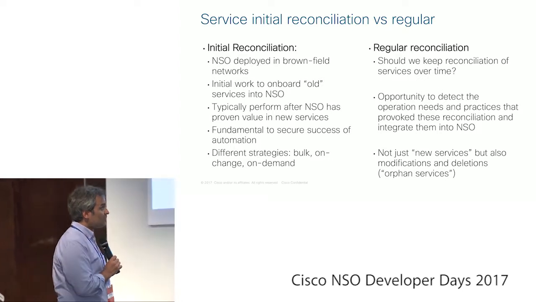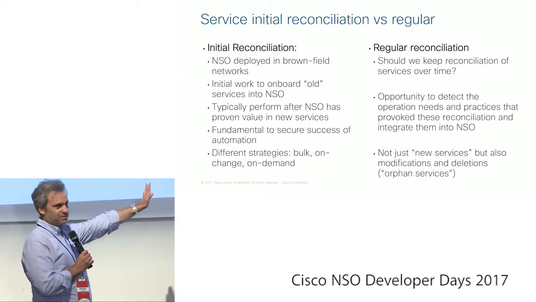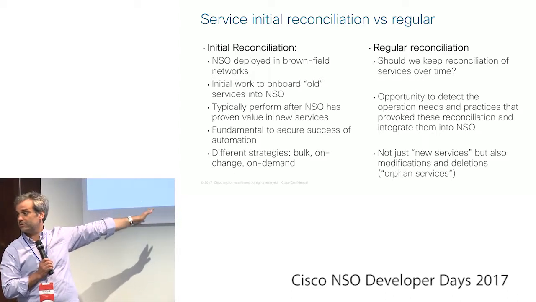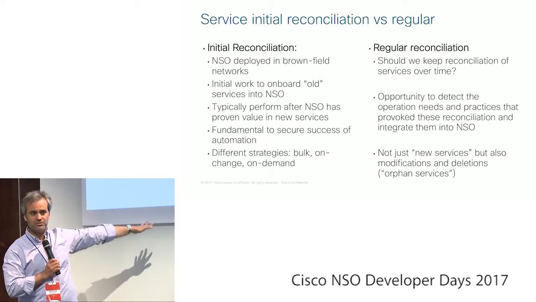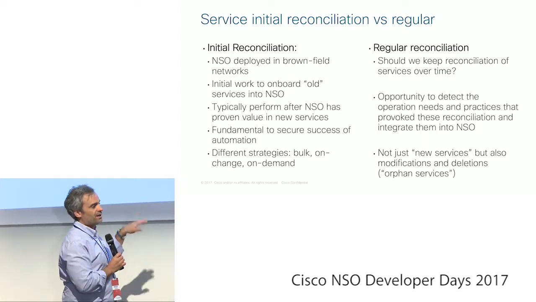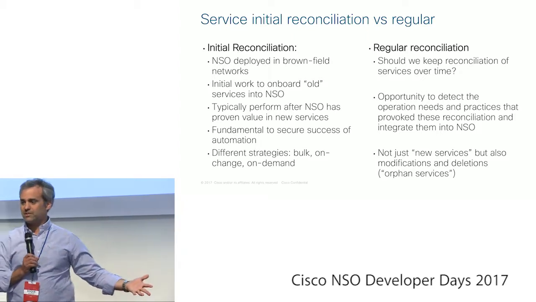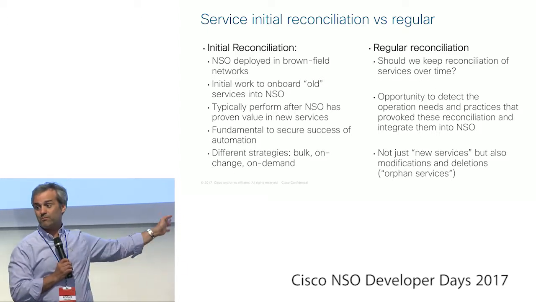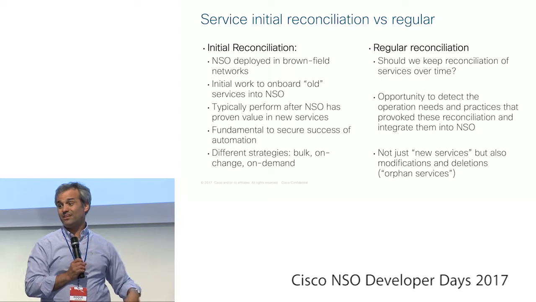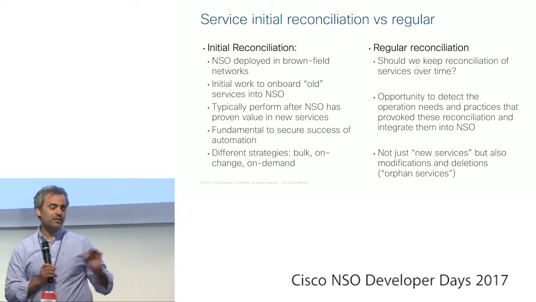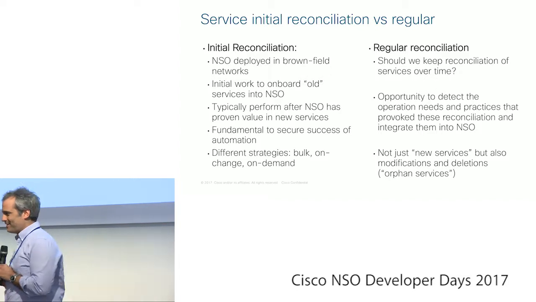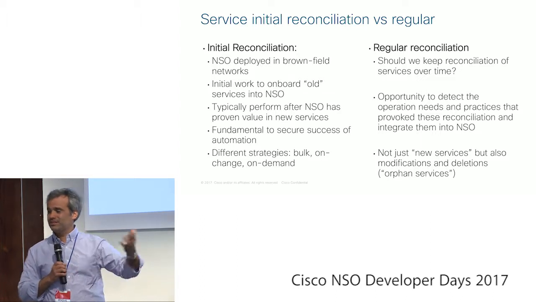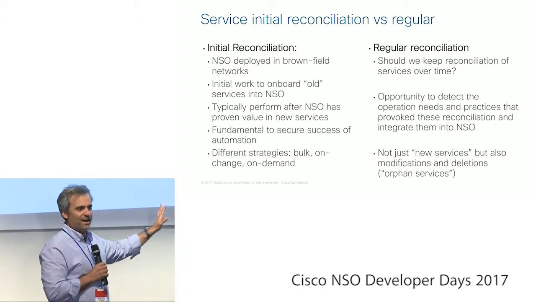And one of the important things in regular reconciliation is that when you do initial reconciliation, you typically just do creation of new services, correct? You're just onboarding services in NSO. But when you go regularly and you want to do a check every week to see if somebody modified something and NSO is not in sync with the network configs, maybe people modified a service. Or maybe people deleted a service. So there's a little bit more that you need to do there, correct? And of course, thanks to NSO and its check sync capabilities, we can do a lot of that out of the box, correct?